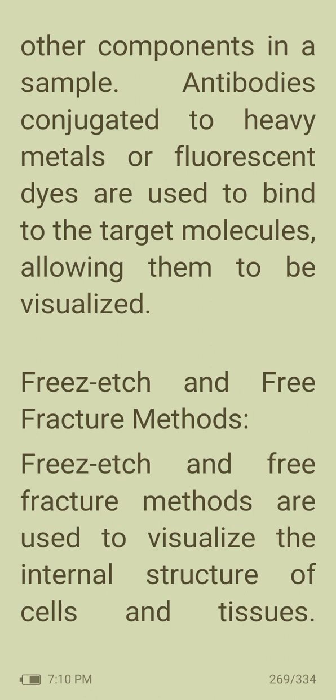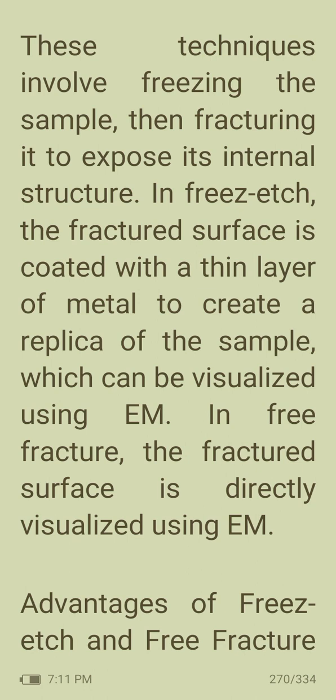Freeze etch and freeze fracture methods are used to visualize the internal structure of cells and tissues. These techniques involve freezing the sample, then fracturing it to expose its internal structure. In freeze etch, the fractured surface is coated with a thin layer of metal to create a replica of the sample, which can be visualized using electron microscope. In freeze fracture, the fractured surface is directly visualized using electron microscope.